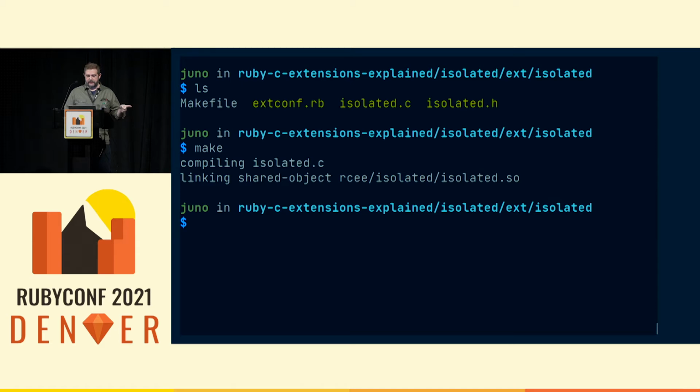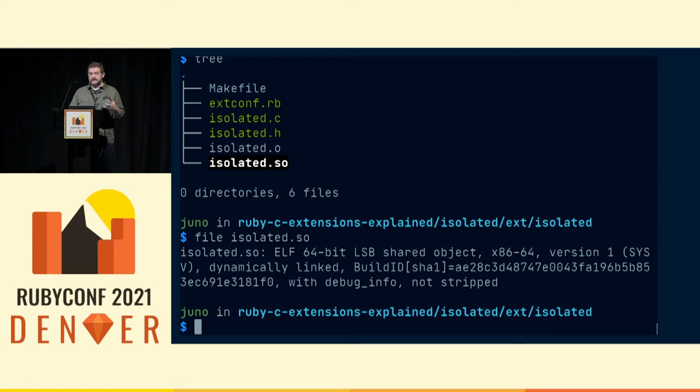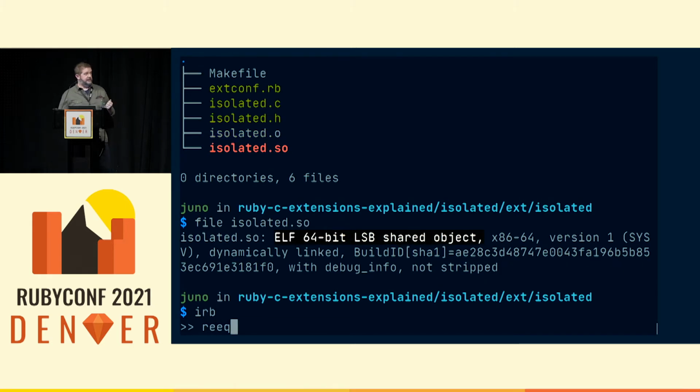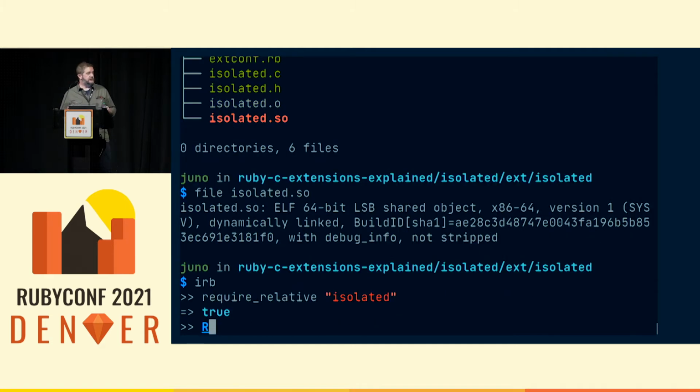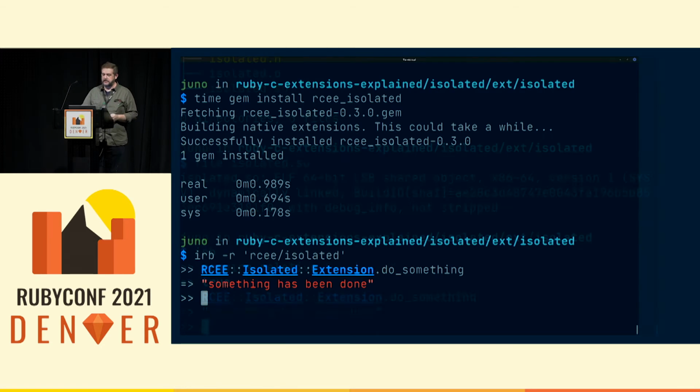So now finally, at the end of the journey, if I actually run make, I generate this isolated.so file, which we can look at. We can see that it is a shared object, and we can even see, if I type fast enough, that we can require it like any other file, and we can call methods on the classes that get loaded. Great, success, end to end. If you actually run gem install, you'll see it get installed. It installs in under a second.